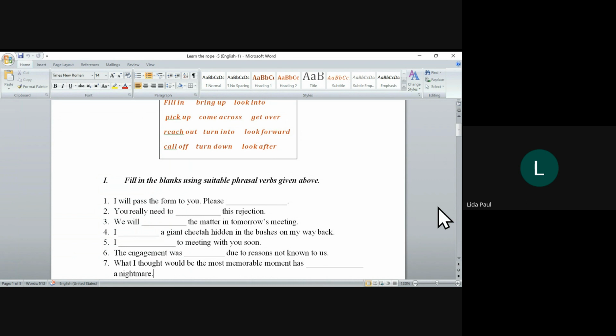Same is the case for phrasal verbs. So "get over this rejection" is how it has to be. It does not go "get this rejection over," right? More frequently, this is what the society, or the people who prominently use English, do: they don't separate out the phrasal verb "get over." Okay. Right. Third one, we will dash the matter in tomorrow's meeting.